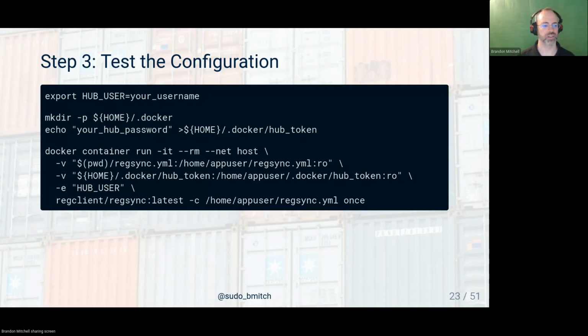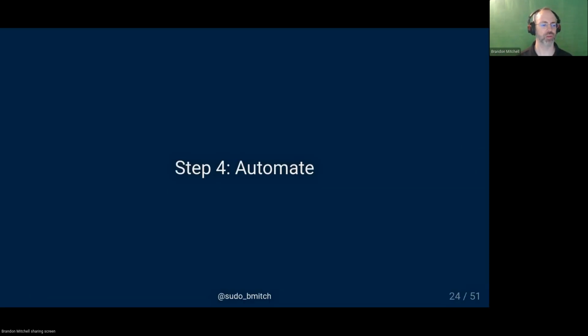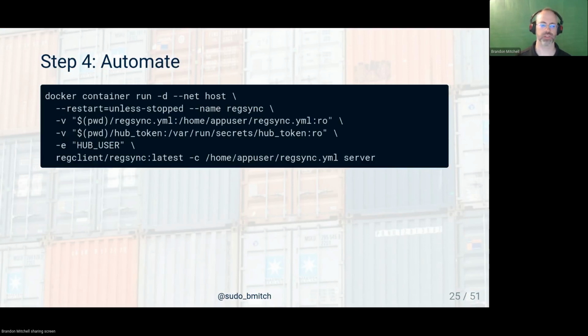The important detail in this command is that very last argument that says once. That once in there just says run the whole YAML file, do it one time, and then exit. Let me know, do everything and just let me know if it worked. And then when you want to automate that, you change that last argument to server, and you just run this thing with restart flags and the -d to kick it off in the background, those sorts of things. I give it a name. Otherwise, the rest of the commands here are pretty much the same, or arguments.